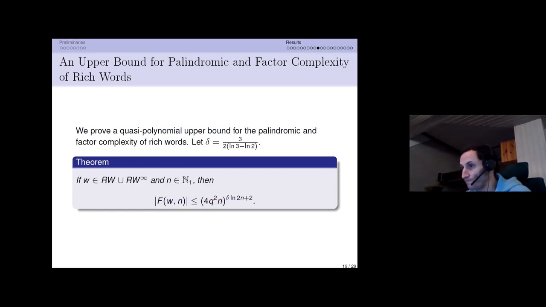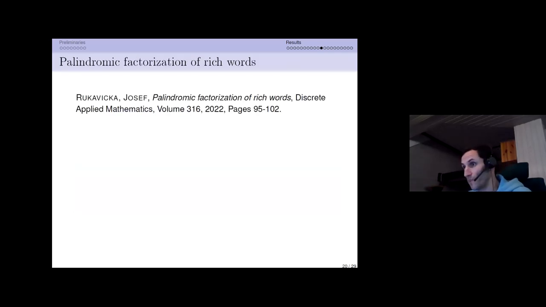So this is this result, but what is important for the paper of today is just that I have the upper bound for the factor complexity that I will use. And now I come to the paper that I wanted to present today. As you see, it was published this year in Discrete Applied Mathematics. It's a quite short paper.